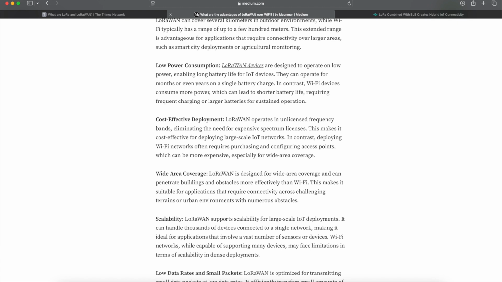Scalability. LoRaWAN supports scalability for large-scale Internet of Things deployments. It can handle thousands of devices connected to a single network, making it ideal for applications that involve a vast number of sensors or devices. Wi-Fi networks, while capable of supporting many devices, may face limitations in terms of scalability and dense deployments.